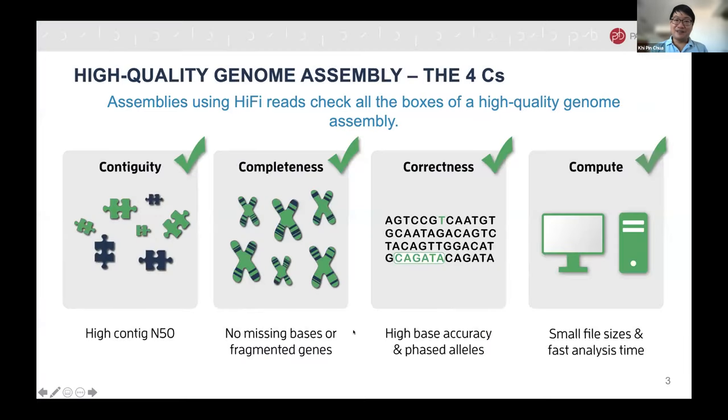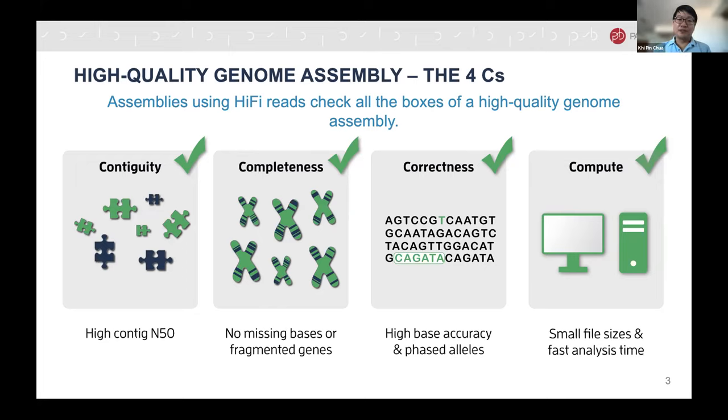So why HiFi genome assembly? We typically talk about genome assembly in the past in terms of 3C, which is the contiguity, completeness, as well as the correctness. When we talk about contiguity, we essentially refer to how continuous the assembly is. Are there any breakpoints or any other issues that cause the assembly to break up? Ideally you want your genome assembly to be at chromosomal level, one chromosome in one continuous sequence, right? But that's in the ideal case.